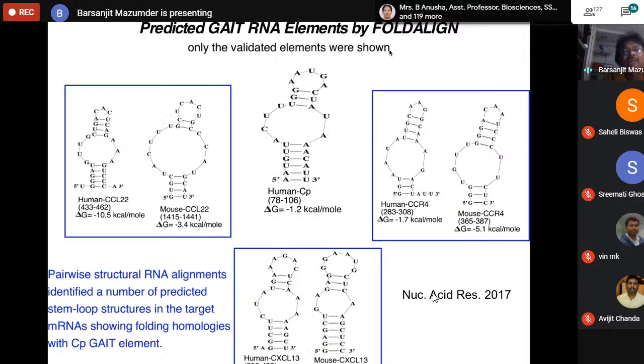However, there is a folding homology, and bioinformatic analysis of this folding homology was possible because of an excellent program called FoldAlign. This FoldAlign program does pairwise structural RNA alignments that identified a number of predicted stem-loop structures in the target mRNA where no apparent sequence homology exists. So this is actually a pretty big deal.